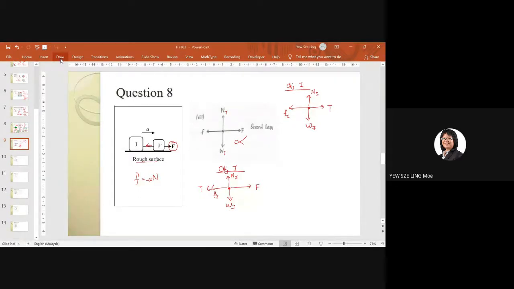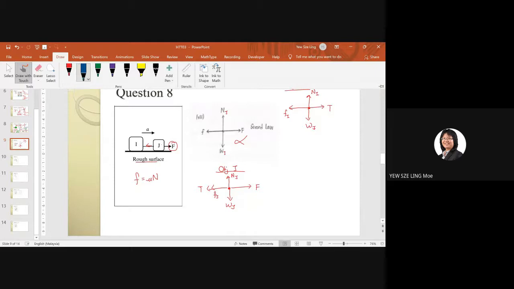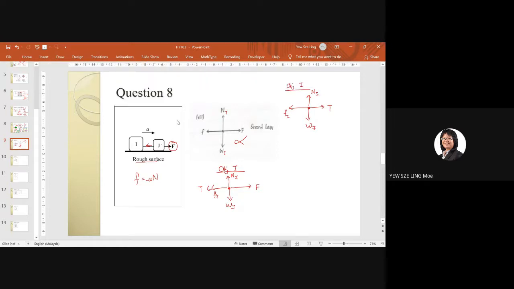So next, what am I going to do? I'm going to form equations as usual. So again, you need to know the direction of A. This question is being very nice to you. It gives you A going to the right-hand side. So this is a positive direction, and this is a negative direction. So I'm going to form equations for the X component and Y component.